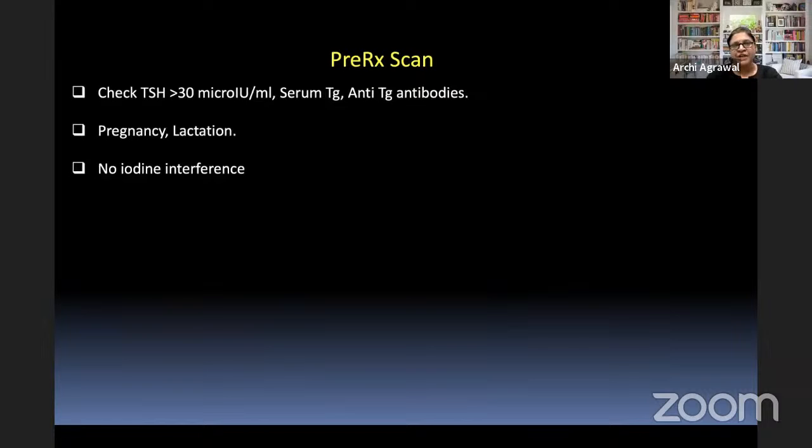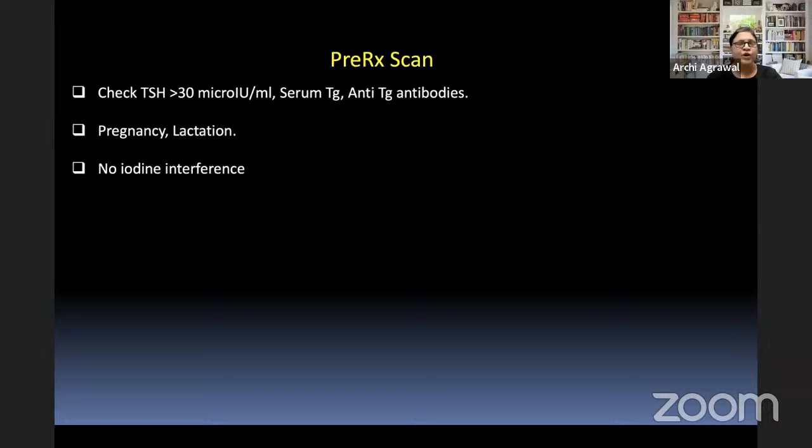So for a pre-treatment scan, the checklist: you will check TSH, which should be more than 30. You will look at the serum TG, which is a stimulated TG now, and anti-TG antibodies. Because if your anti-TG antibodies are positive, your serum thyroglobulin estimation is not reliable. Therefore, you will always do anti-TG antibodies with serum TG estimation. Pregnancy and lactation are contraindications for treating with radioactive iodine. So even if the patient has delivered and is lactating, you should stop the lactation, because the patient should not be breastfeeding after giving radioactive iodine treatment. So you stop for 3 months, but by that time, the patient will stop lactating anyway.